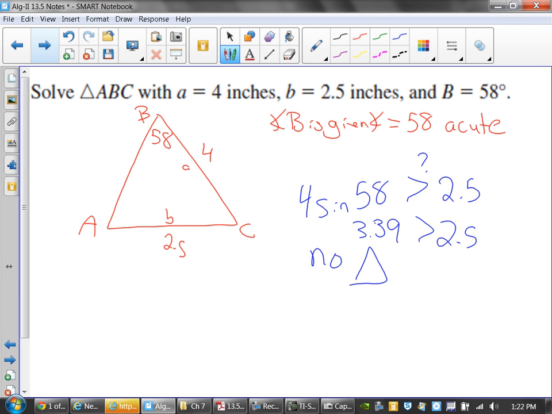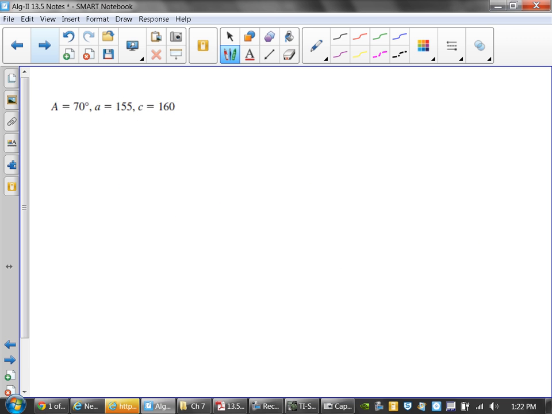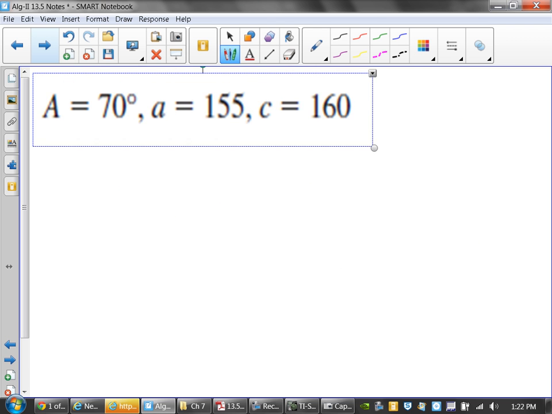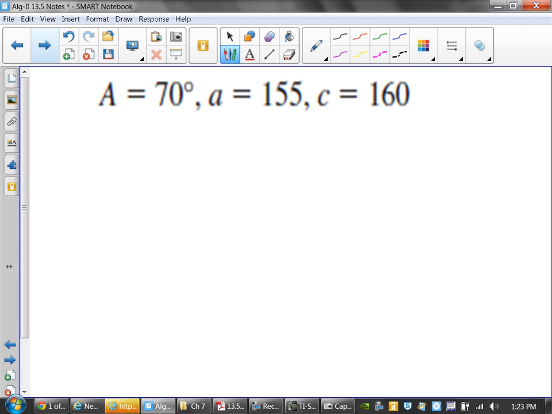Wait, I thought it said if A is greater than B, then there is a triangle. Oh, that's for obtuse. I went to the wrong one. Sorry. Apology accepted. Gotta get your head in the game. Okay.